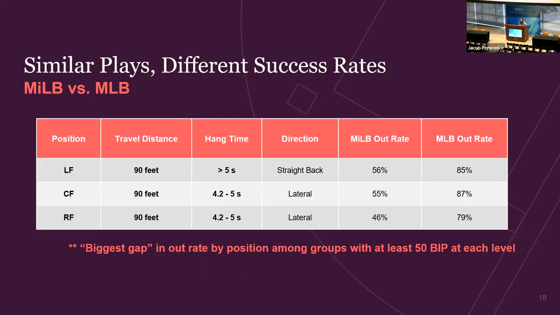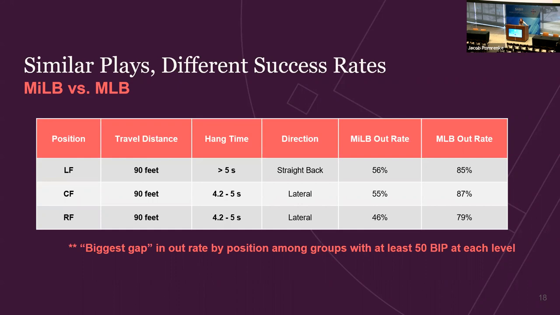So we talked about how there's some relationship between play difficulty in MLB and lower out rates in minor league baseball, but you may be wondering what kinds of plays make up those disparate groups. I can't go over every bucket, but here I've listed for each position the groups with the largest out rate disparity between minor league and major league baseball. And it's nice to see that these plays aren't really so different from each other. They all involve a fielder travel distance of like 90 feet-ish with some decently large hang times.